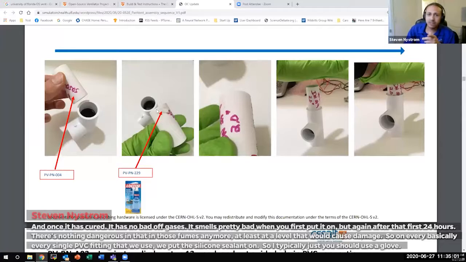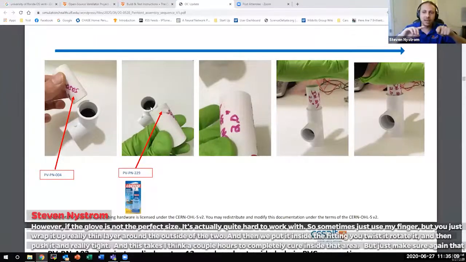On basically every single PVC fitting that we use, we put the silicone sealant on. You should use a glove. However, if the glove is not the perfect size, it's actually kind of hard to work with, so I'll sometimes just use my finger. You wrap a really thin layer around the outside of the tube, and then when you put it inside the fitting, you twist it, rotate it, and push it in really tight. This takes, I think, a couple hours to completely cure inside that area.